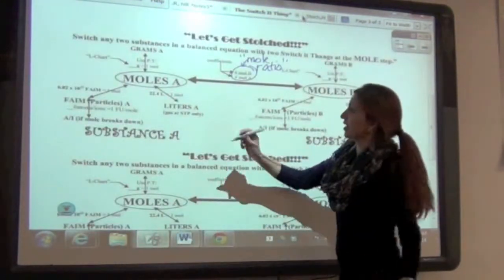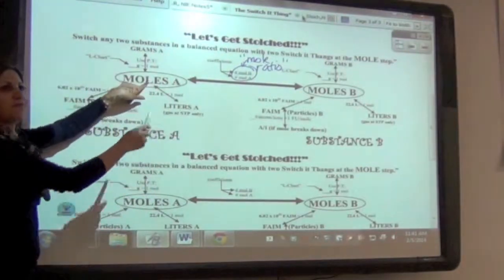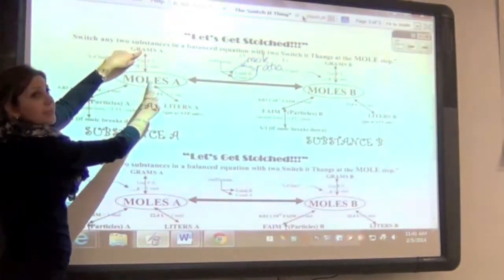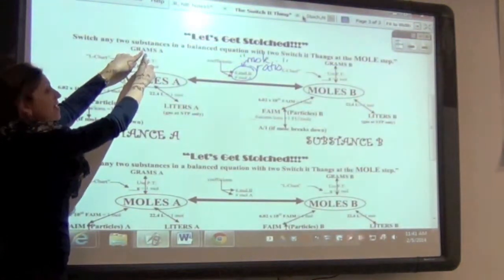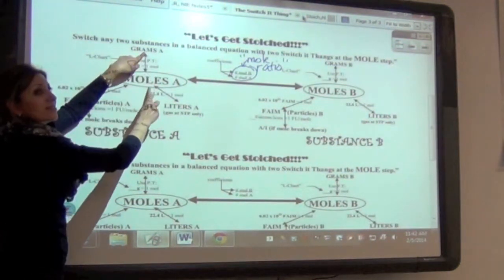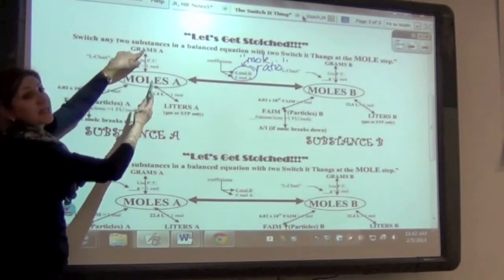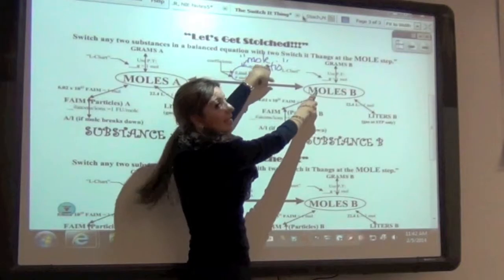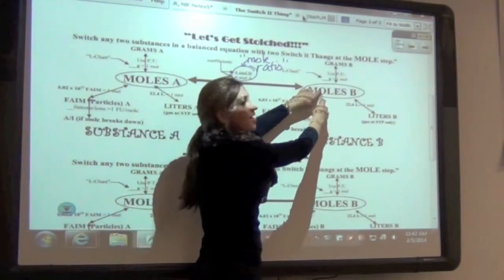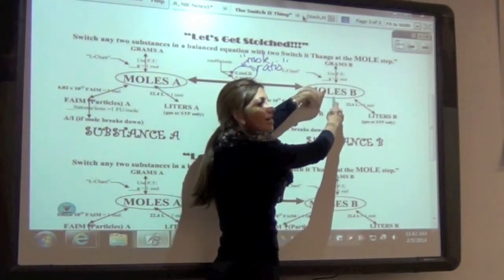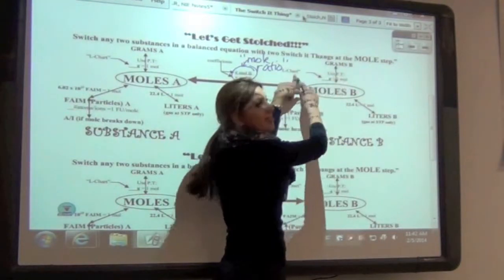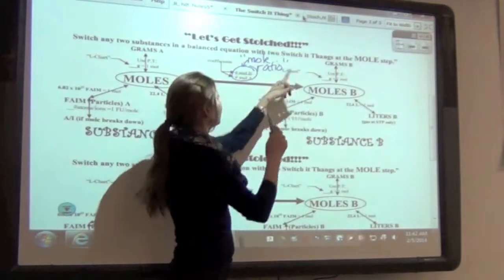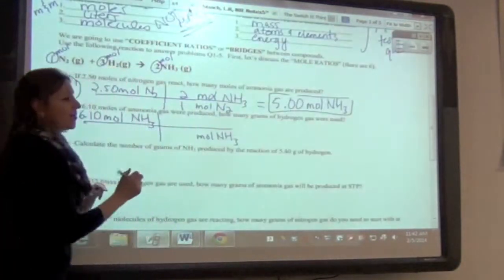So on the switch it thing, if we're starting here, where are you going to go first? Up here to grams? Then that's going to be the same substance. So that's still the same substance, and then you're going to be at a dead end. Go across first using a mole ratio, and then what? Go up. And how would you get to grams then using an L chart? Perfect. Awesome. Okay, so let's do that.